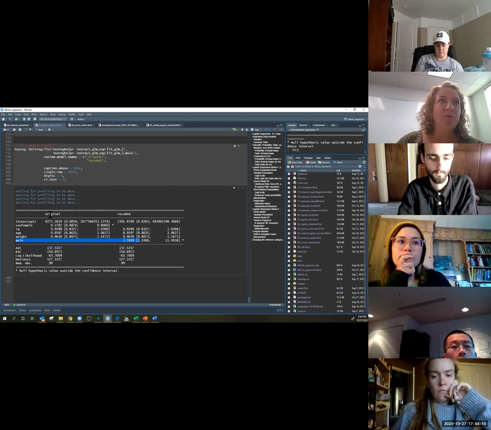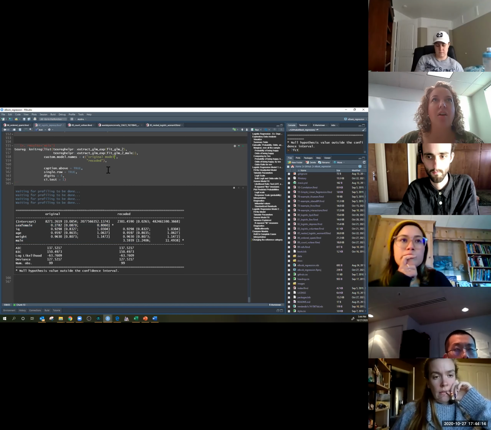So in this original model, our odds ratio for sex was a number smaller than 1, but when we recode it, so we're looking at male, the odds ratio is bigger than 1.